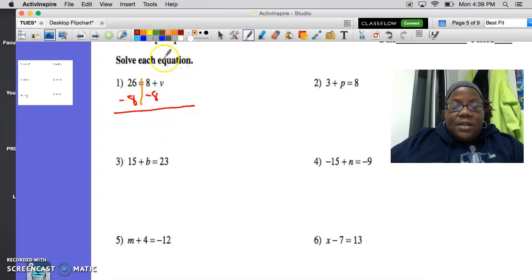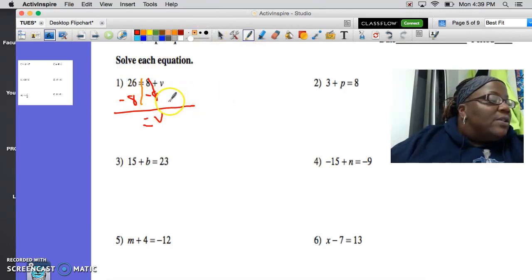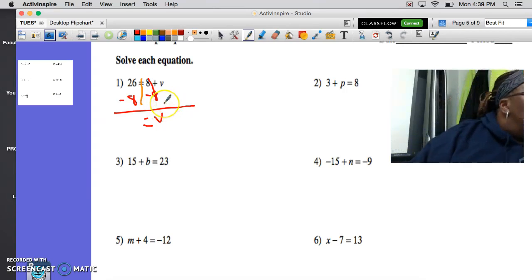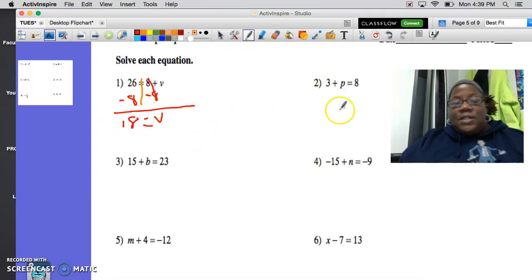There you go. So what happens is, that's going to cancel out, leaving you V equals 26 minus 8. And that should give you what? Let me count it out. I did that one the hard way. Okay, 18. So in this case, V equals 18.